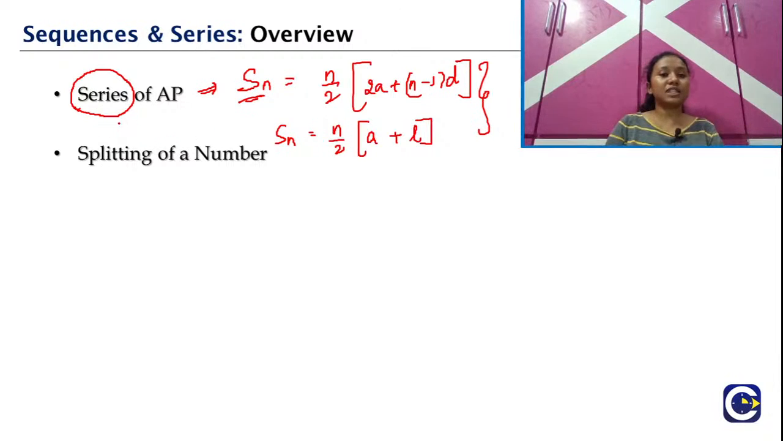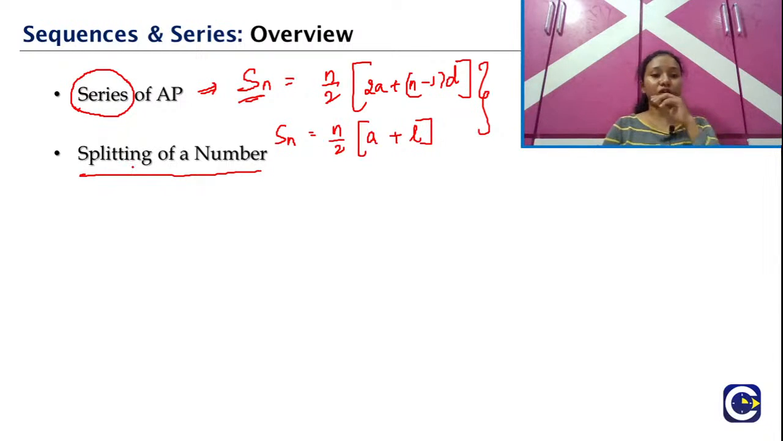And after this series of an AP, we have seen a topic that is splitting of a number, right? The condition here is that the number should be split in terms of an arithmetic progression. So the number must be split into different parts. It can be 3 parts, it can be 4 parts, it can be 5 parts. Whatever the number of parts, those must be split such that they are in arithmetic progression, right?